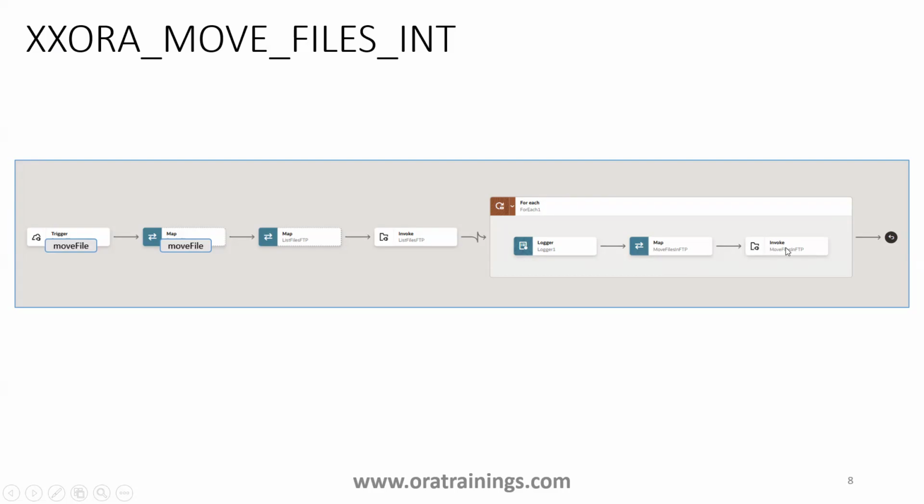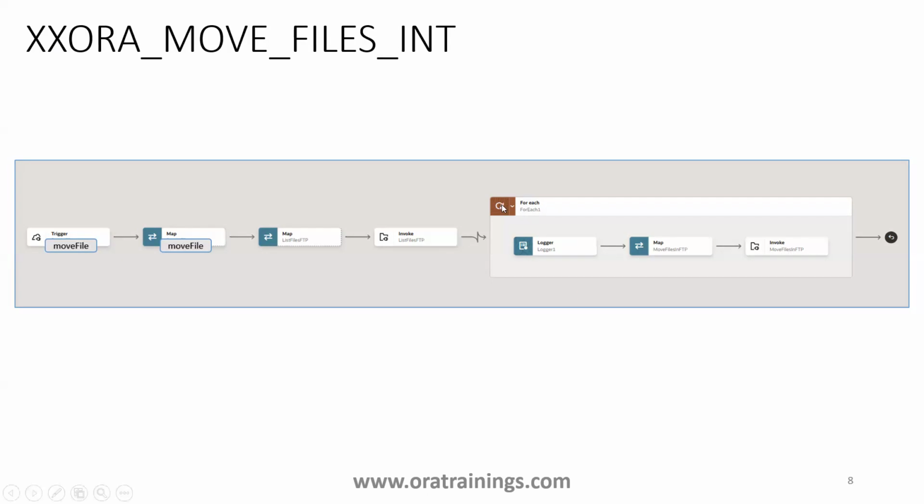To that move files activity, we are passing the file name, and the file name we have to pass dynamically. Of course, the target directory we have just hard coded, and then the source directory we have to pass. So to this invoke activity, we have to pass the file name and the source information, the target file name it has to be mapped to, and the target directory. So that's what we have done.